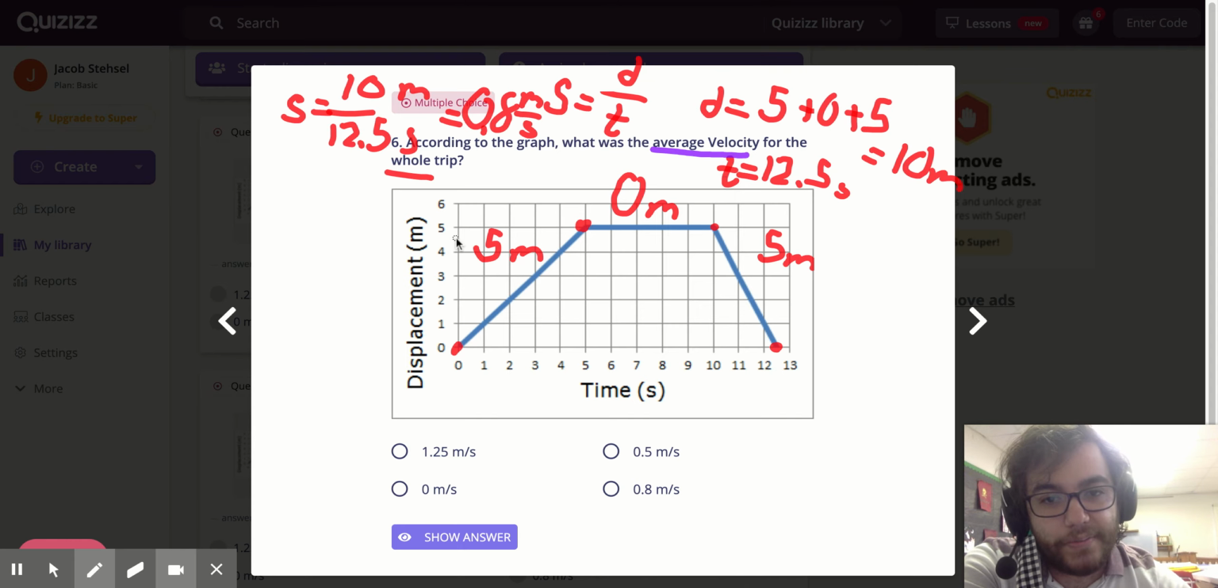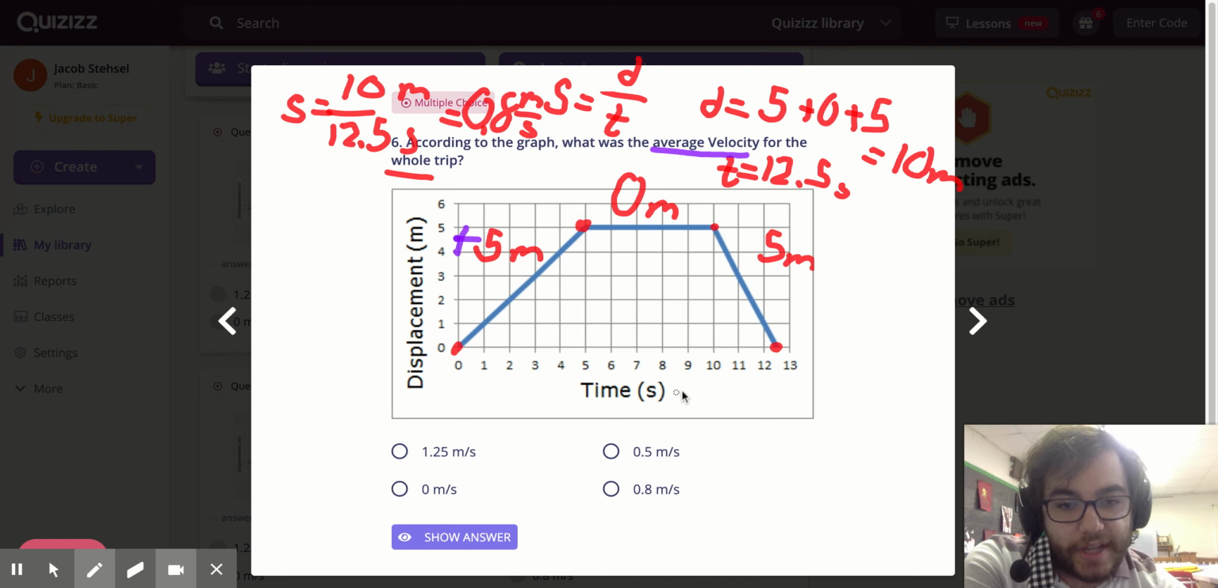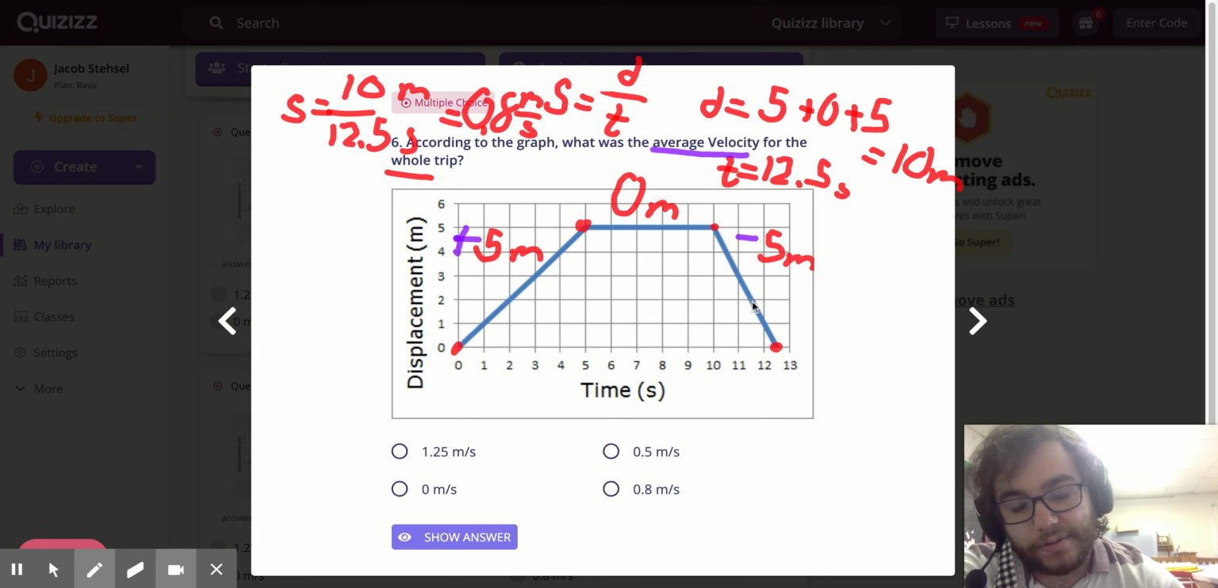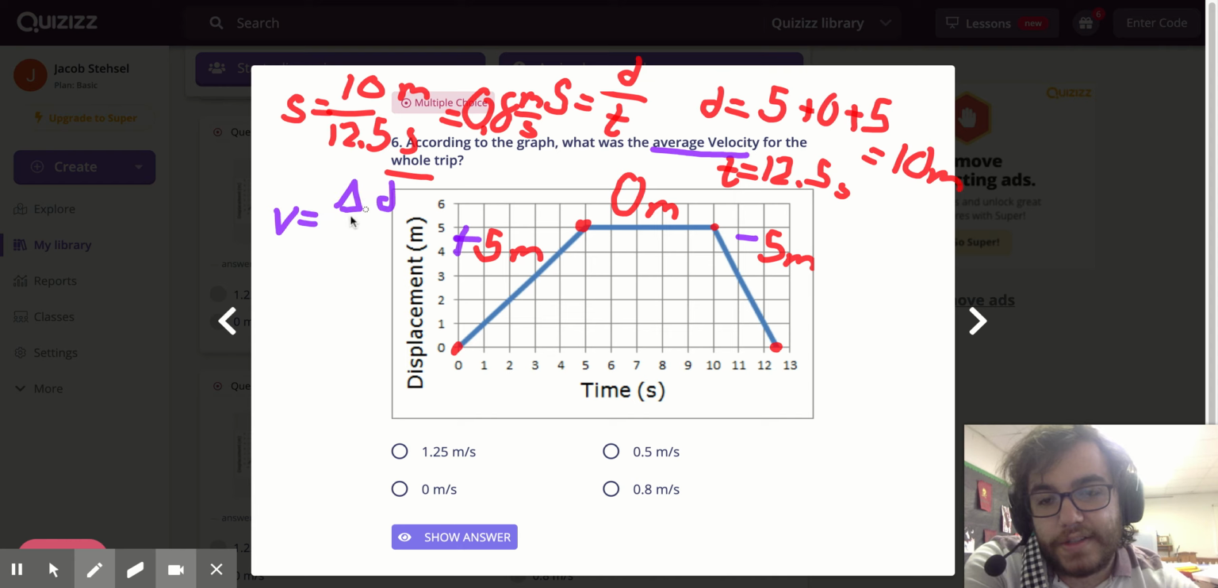Speed is scalar. Velocity is a vector. Now we need to go through and make sure we actually write in the signs. So this is a positive 5 meters because we're moving in the positive y direction. This one, we go down, back to the origin. So this is a negative 5 meters. You can even check that by doing the slope. It'll be a negative slope, meaning we went in a negative direction. And velocity is not total distance, but rather it's your total displacement.